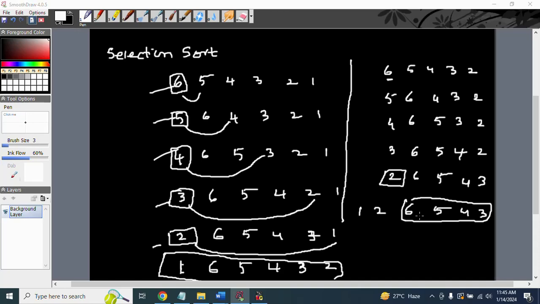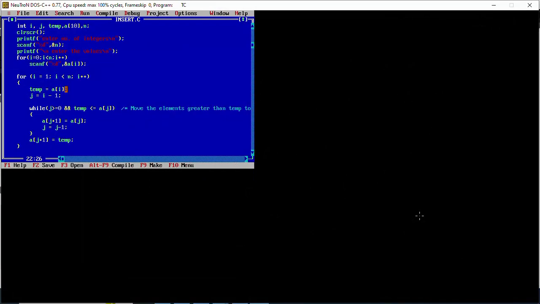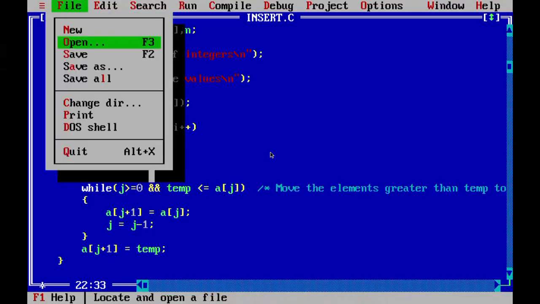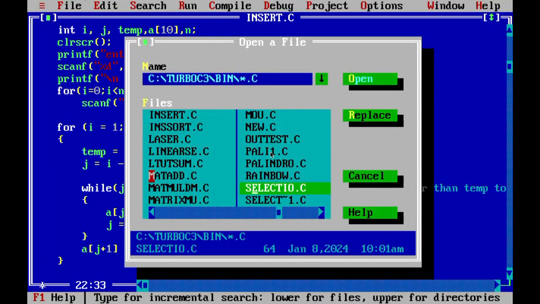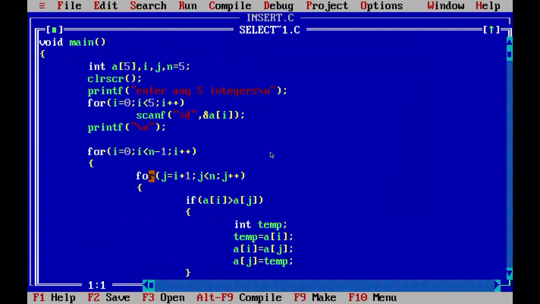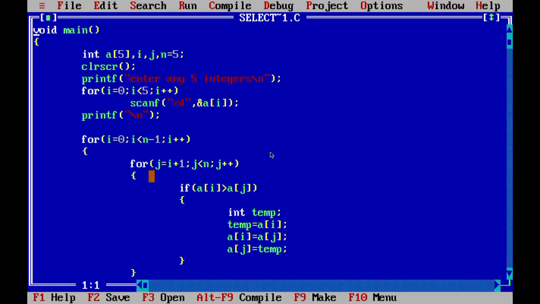So friends, let us go through the code and try to observe it. As I said, I'm trying to restrict myself to a small array. I'm asking the user to enter 5 integers. I'm reading the input using a small for loop. Then if you look at this next for loop, this is the code for selection sort.